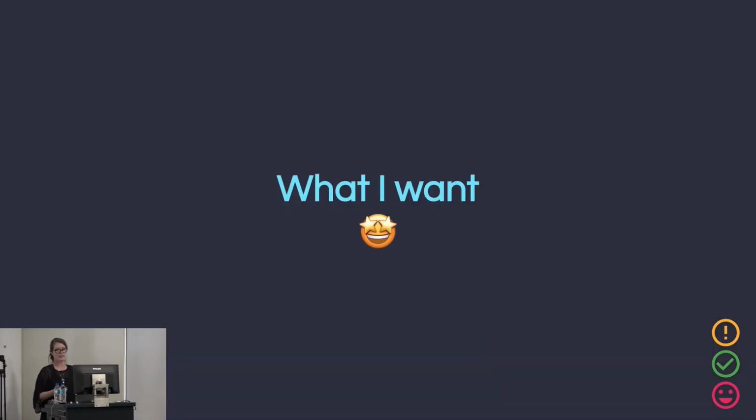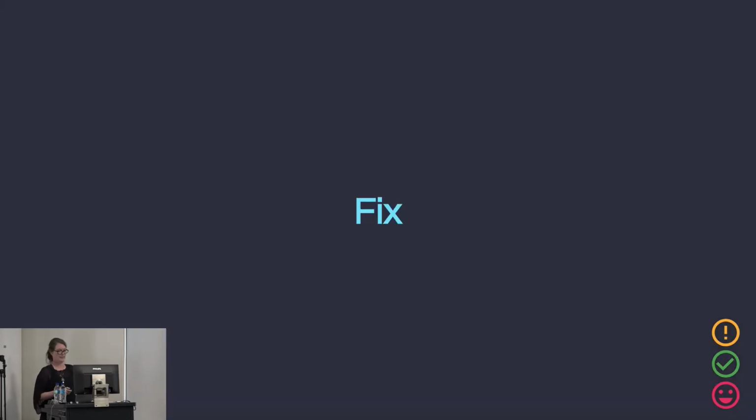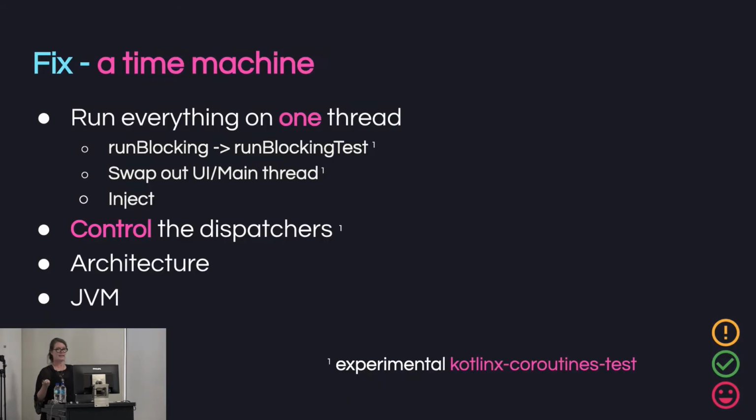So what do I want? I want the tests to be fast because I hate waiting for tests. I don't want any flaky tests, and I want to be able to run my tests on CI. Three simple things. So the fix is a time machine.